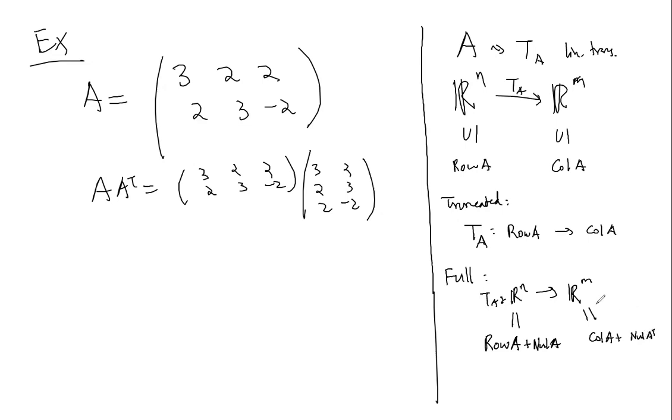So you're including these things inside the full SVD, whereas in the truncated SVD you're just going from row space to column space. Okay, so let's go back to the example, and maybe we can see exactly what's going on.